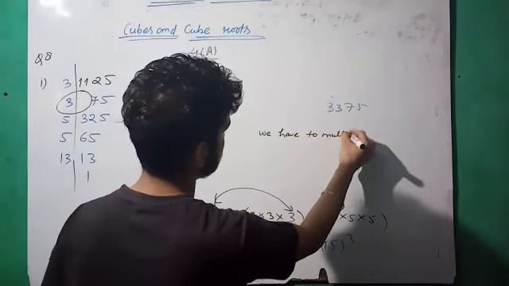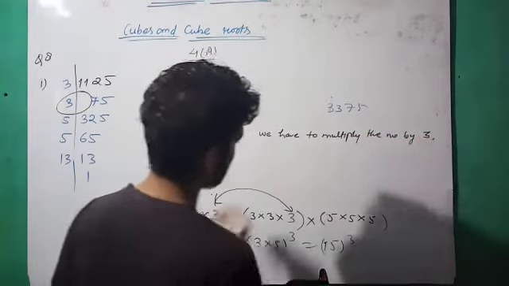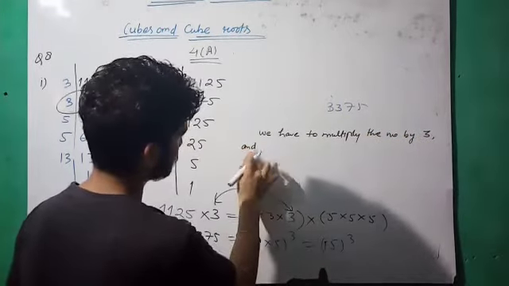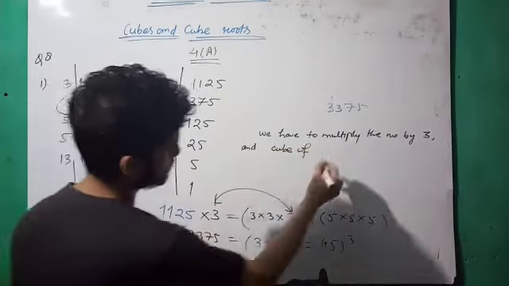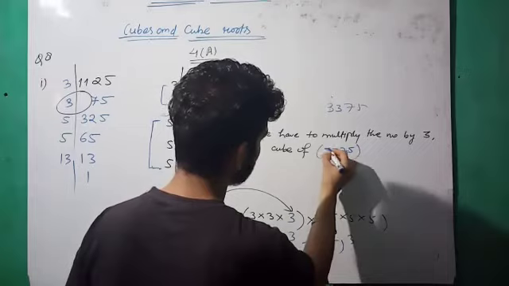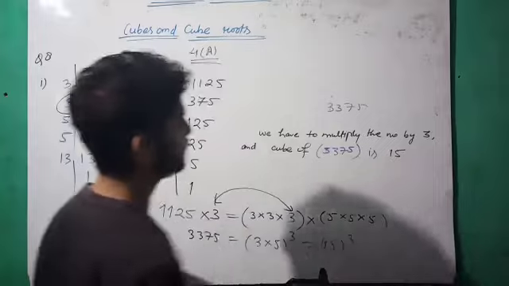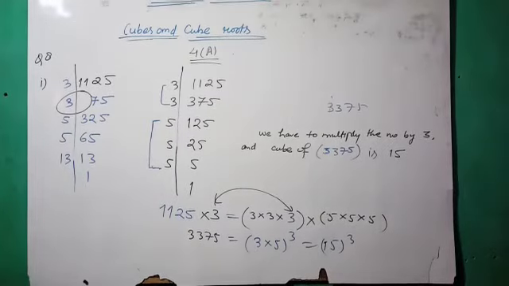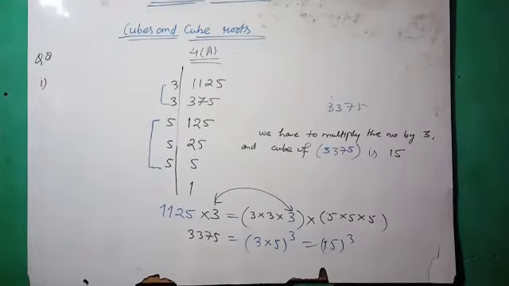We have to multiply the number by 3, and the cube root of the final number, 3375, is 15. So our answer is 3 and 15. Okay, this is wrong actually, I made a mistake here. In the same way you have to find the cube of the second and third parts.